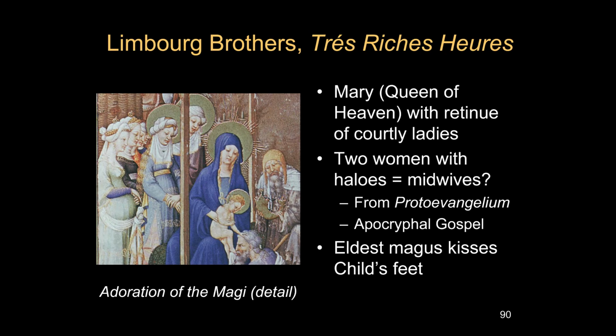Here's the detail where we see Mary. And behind her are just 2 rows of women. Who are these people? Well, there are 2 that have halos as though they were saints, and they seem to be distinguished from the other ones. The only thing I can think of is that because Mary is the Queen of Heaven, she should also have a retinue of courtly ladies.